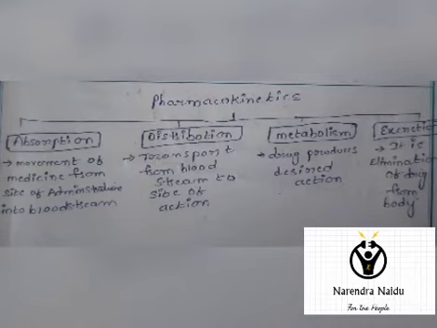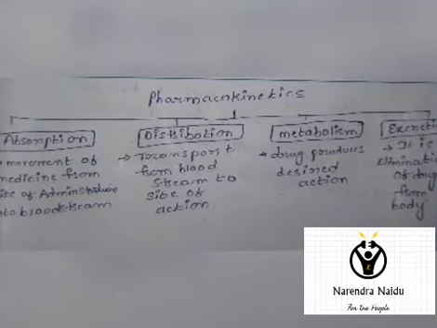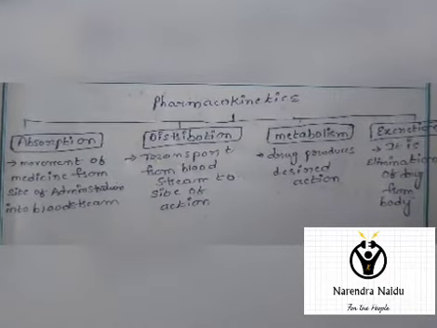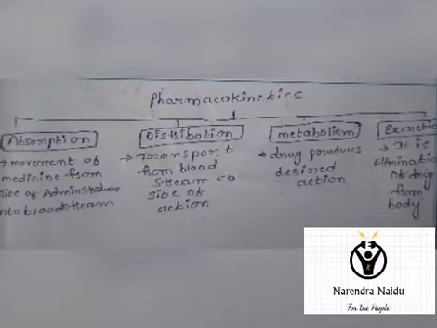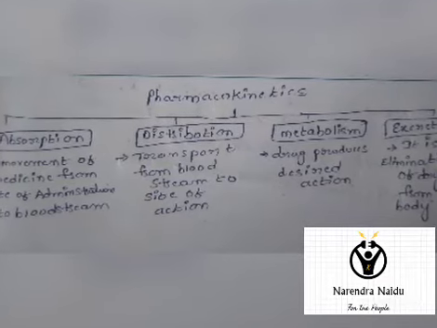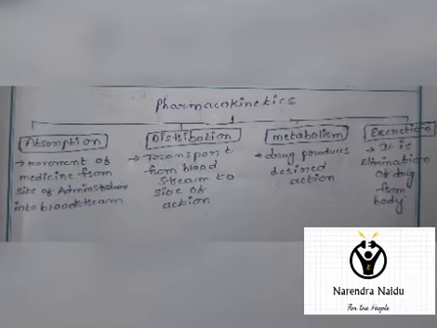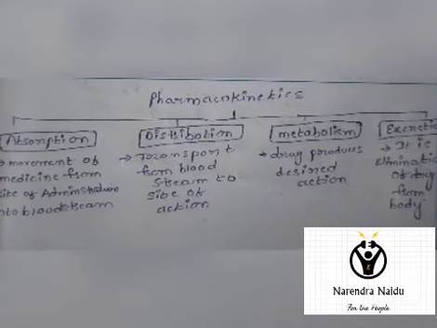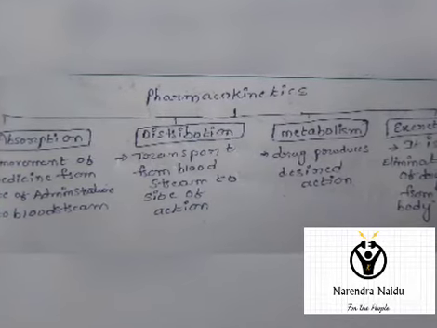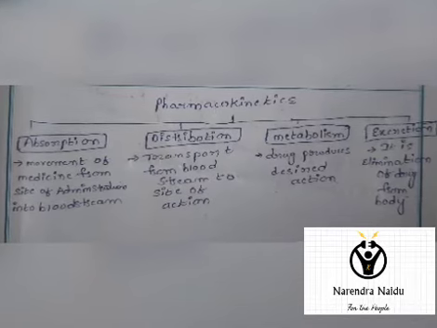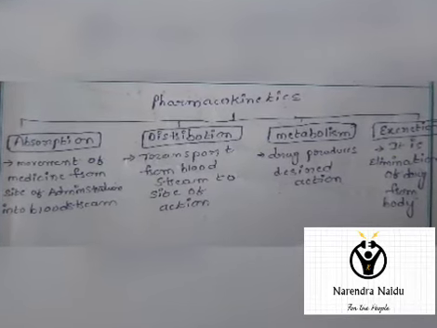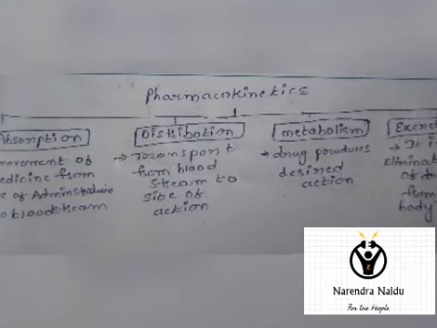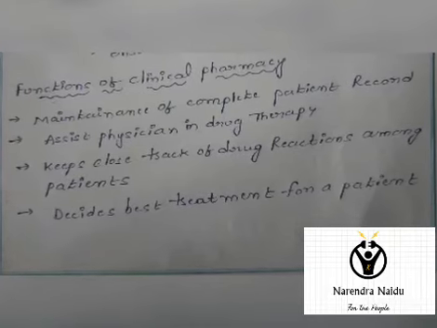The next topic is pharmacokinetics. Pharmacokinetics is what the body does to the drug, how the drug acts in the body. It involves mainly four things: absorption, distribution, metabolism and excretion. Absorption means the movement of medicine from the route of administration into the bloodstream, and distribution means transport of the drug from blood to the site of action. Metabolism means the drug producing its action in the body, and excretion is the elimination of the drug out of the body. That is called pharmacokinetics.